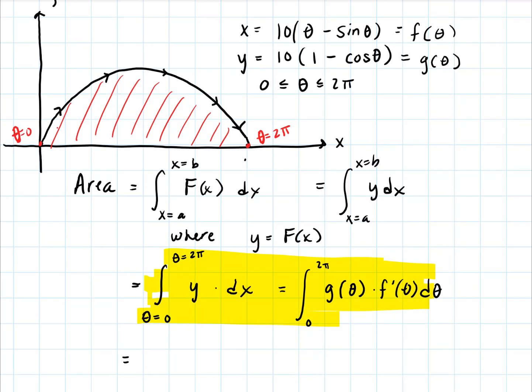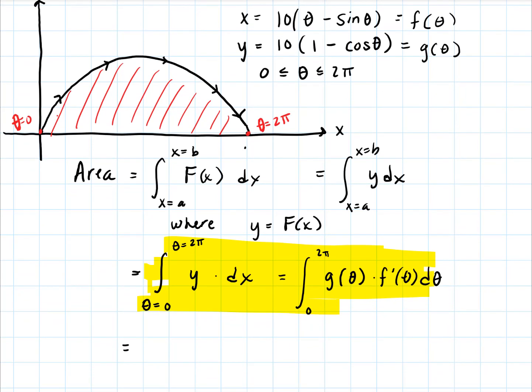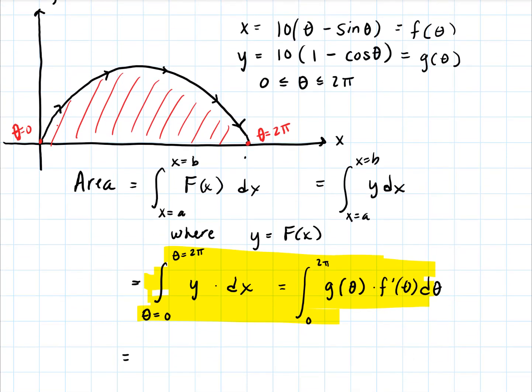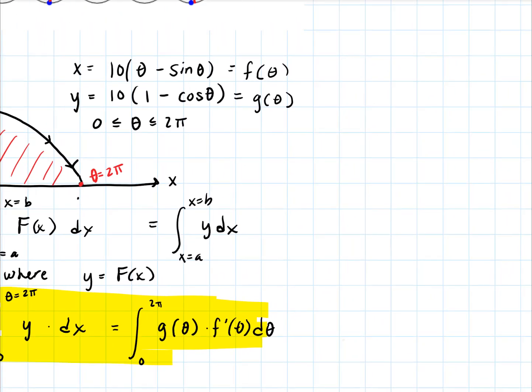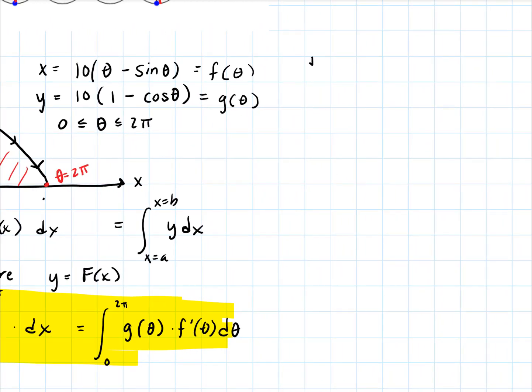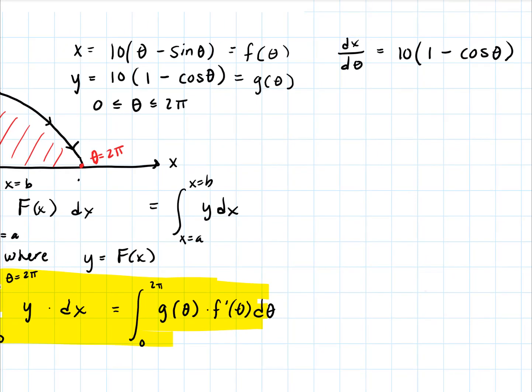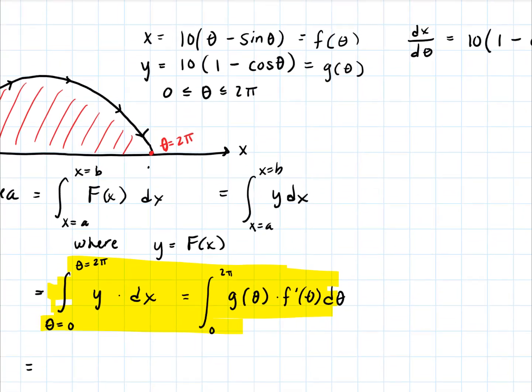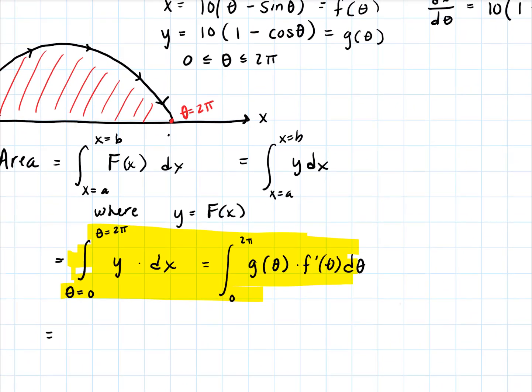Now we just need to figure it out. So we're taking y dx, so we're taking the derivative of x. We're going to have y times the derivative of x. And so let's do that up here so we have those before we do the substitution. So our dx d theta here is actually going to be 10 times 1 minus cosine of theta. And so we can plug that in for f prime of theta.